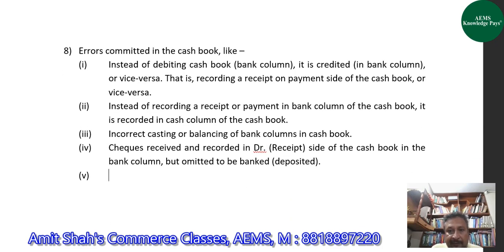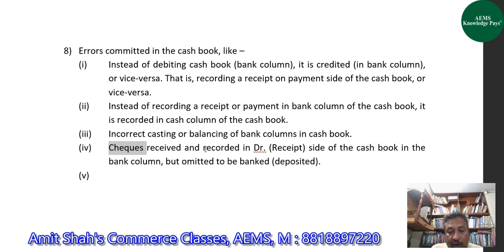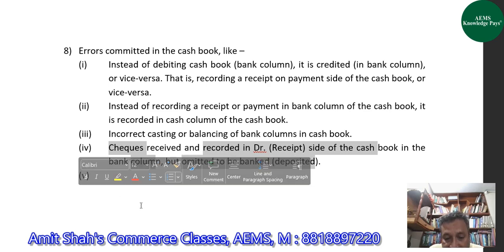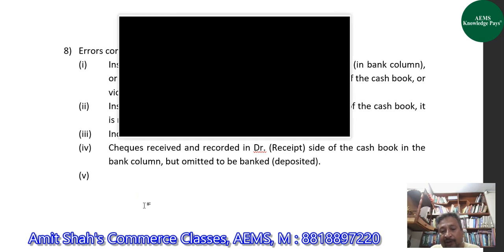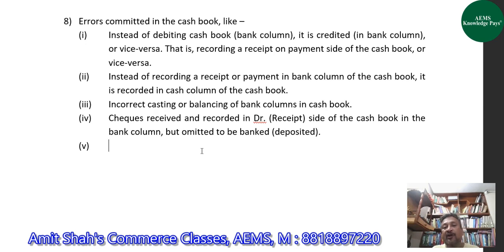Business has received checks. It was recorded correctly on the debit or receipt side of the cash book in the bank column, but the business omitted, that is, forgot to bank, that is, deposit them. So in the cash book, the balance would be more, but in the bank statement, the balance would be less. I hope, guys, you all are understanding this, right or not?